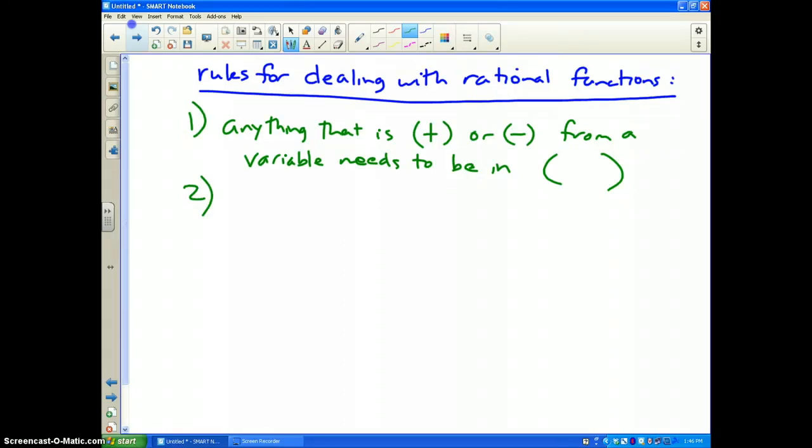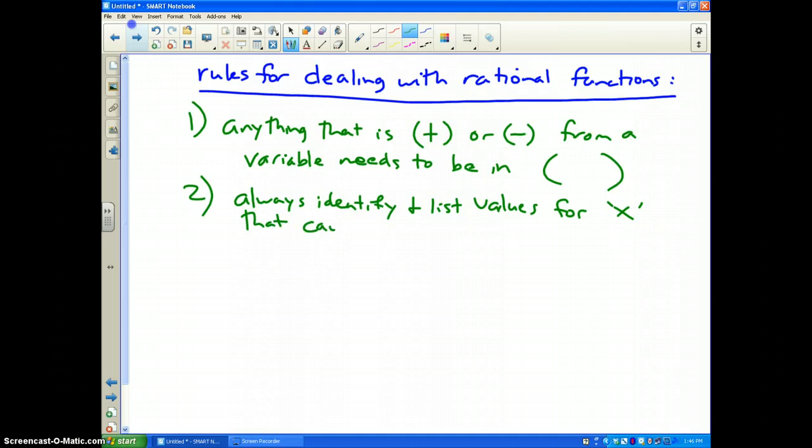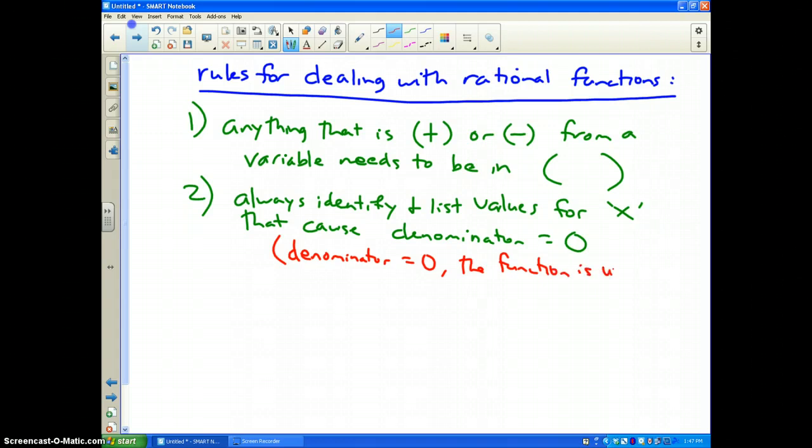Rule number two, always identify and list values for x that cause the denominator to be equal to zero. The reason this is bad is because if the denominator equals zero, the function is undefined. Undefined. You can't have that. That's bad, and that's what causes us problems.